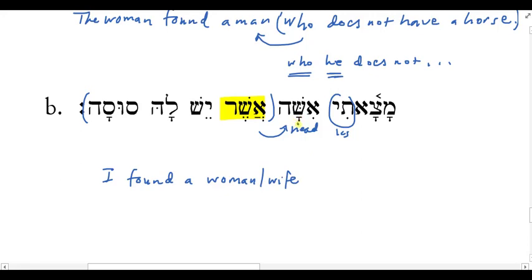So I'm going to say something about the woman that I found. I found a woman who has some qualification, right? So what is it about the woman I found? I found a woman who, and then I have "yesh la susa." What's "yesh" mean? There is. "La," to her. Notice that's what person, gender, number? 3FS. Why? Because "isha" is feminine singular, right?